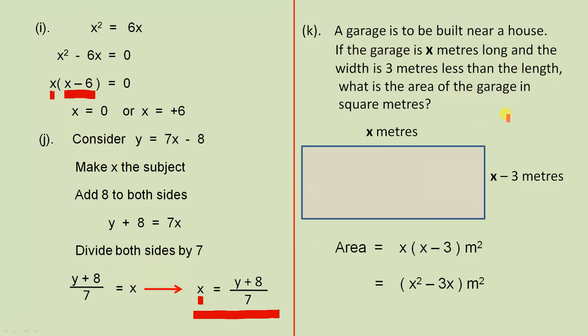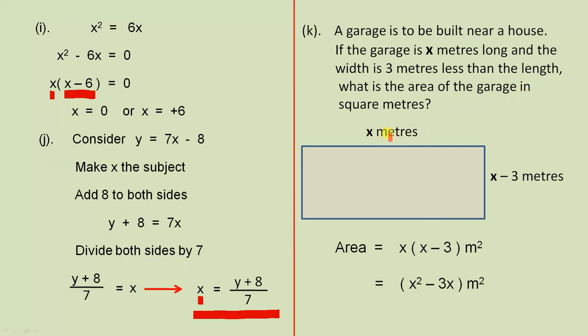Here's a little problem involving area. A garage is to be built near a house. If the garage is x meters long and the width is 3 meters less than the length, what is the area of the garage in square meters?